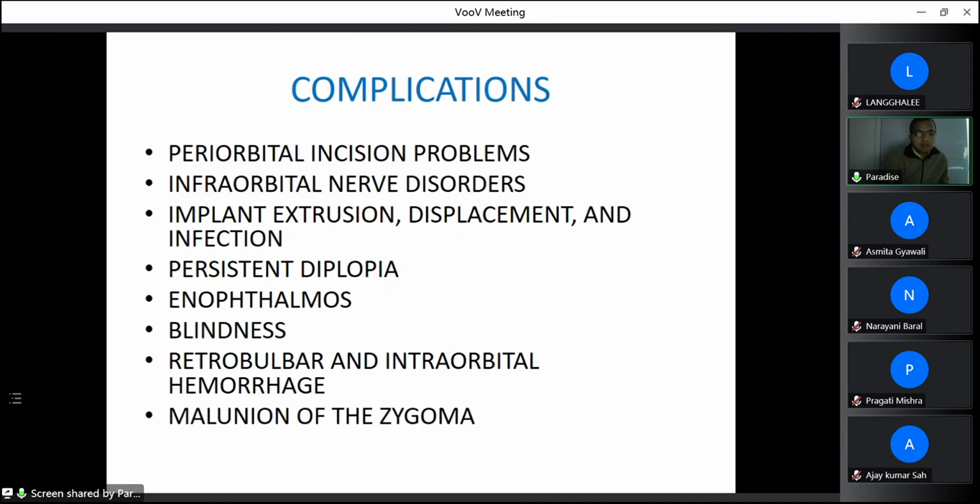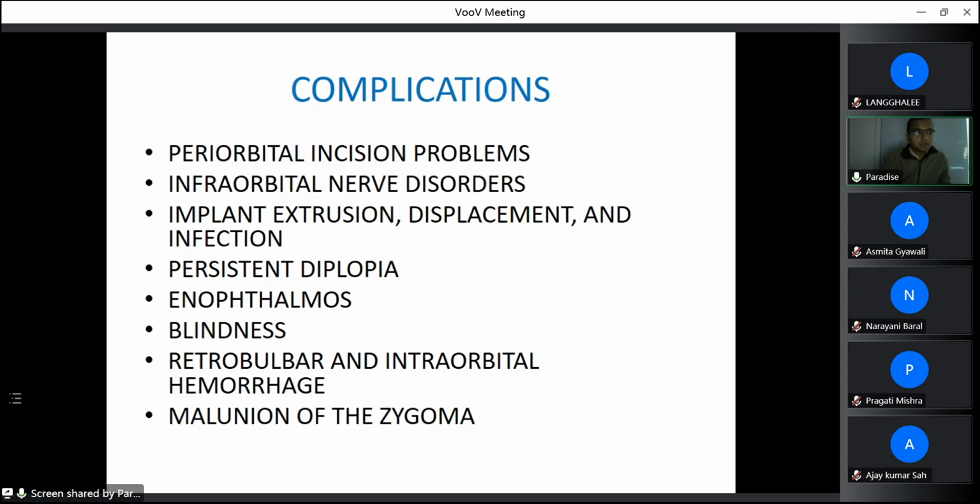Another complication can be infraorbital nerve disorder, because you are giving the incision just below the infraorbital rim for the exposure of orbital floor fracture. In such cases, there may be chances that you may damage the infraorbital nerve. If the infraorbital nerve is damaged, there will be paresthesia over the upper lip, lateral wall of the nose, and lower eyelid. Another complication can be implant extrusion, displacement, and infection.